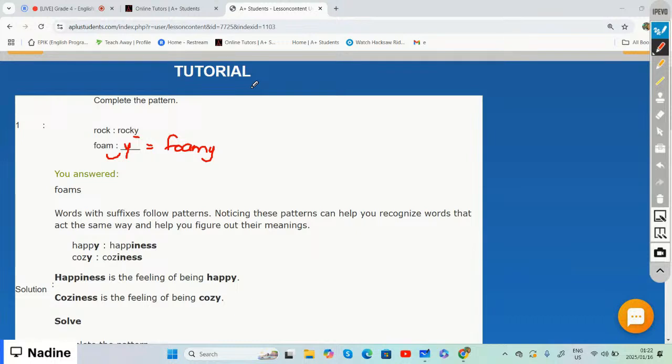And part of completing the pattern is that we complete the pattern that the first suffix added to a word has created. Like over here, it is rocky, meaning a Y was added. So that means we will then add a Y to our next word, and that becomes foamy. Foam, foamy.